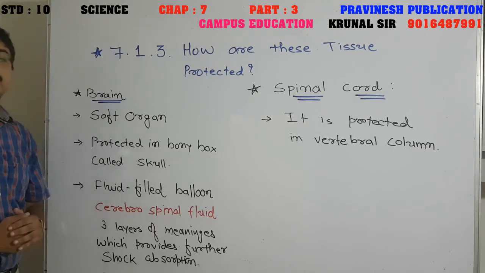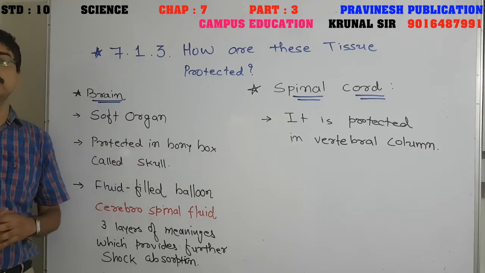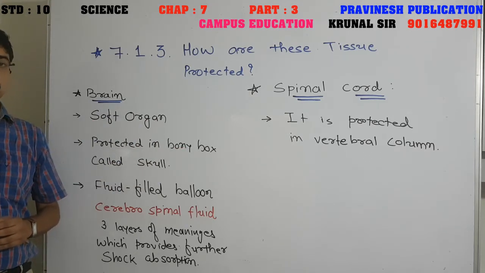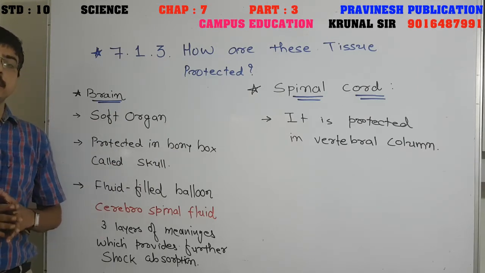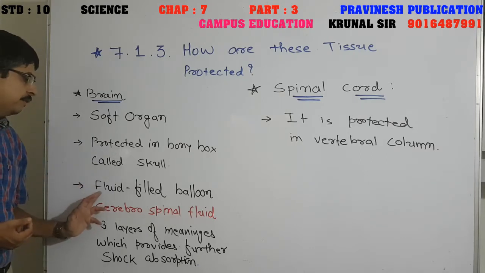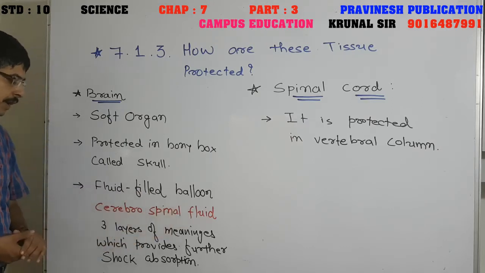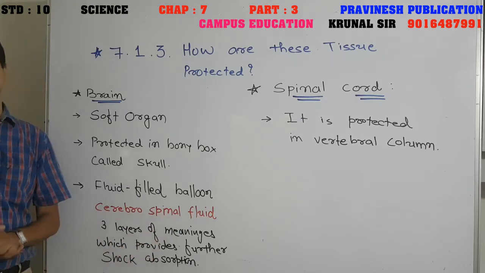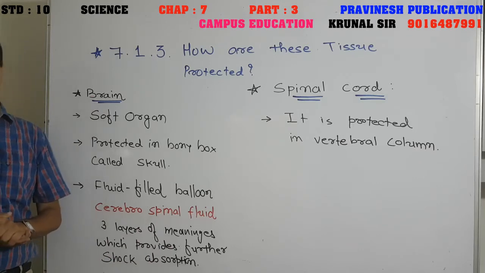First one is the brain. Friends, it is a very soft organ. It is protected in a bony box called the skull. You can feel around under your hair there is a hard bony part and that is known as the skull. Between the skull and the brain there are three layers of meninges, and they are filled with a fluid-filled balloon that is filled by the cerebrospinal fluid, which provides further shock absorption. So the brain is protected in our body by the skull.